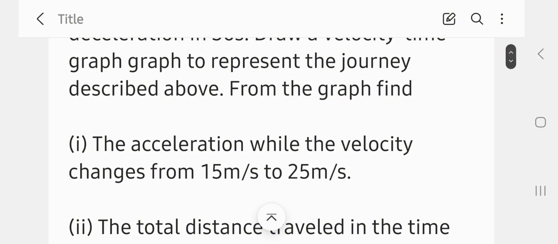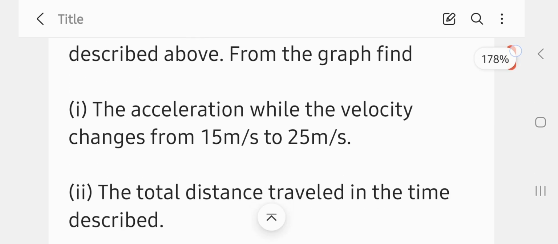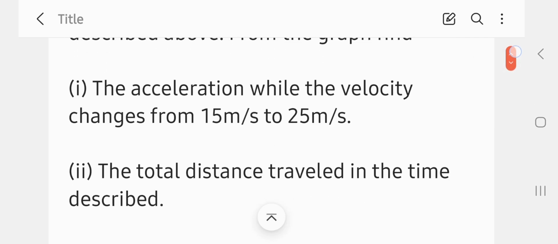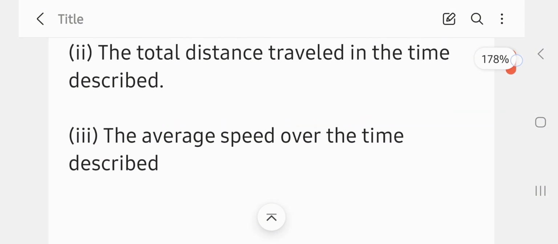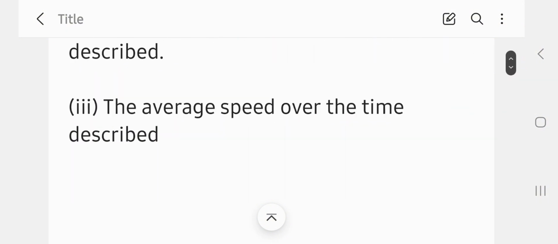To represent the journey described above, then from the graph, we are equally asked to find first the acceleration as the velocity changes from 15 meters per second to 25 meters per second. Next, the total distance traveled in the time described. And thirdly, the average speed over the time.